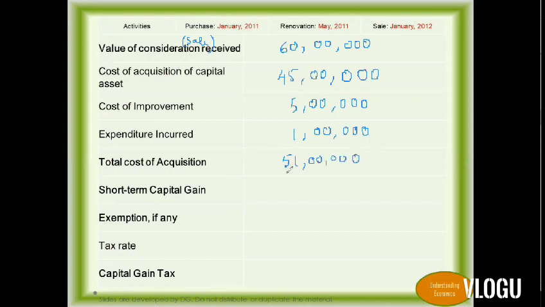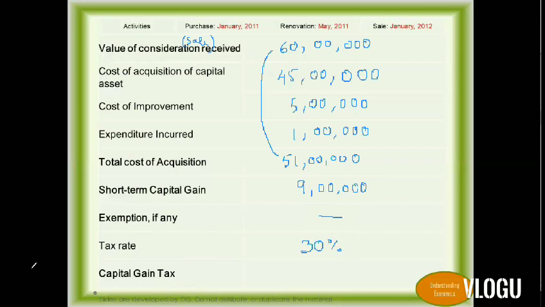Now what will be the short-term capital gain? We will deduct the total cost from the total value of consideration that has been received. So in this case, the short-term capital gain will be nothing but 9 lakh rupees. For exemption, if any, we don't have any information, so we will keep it blank. What is the tax rate that has been applied? He will be paying as per the income tax rate, so 30% will be paid by him.